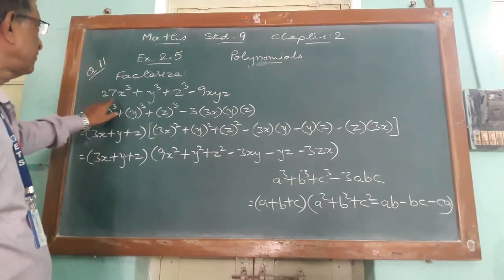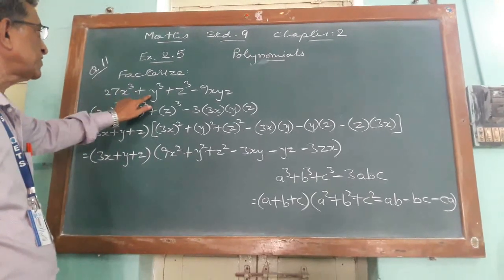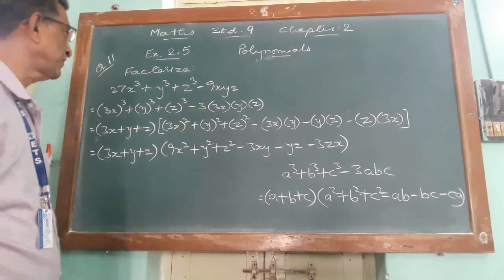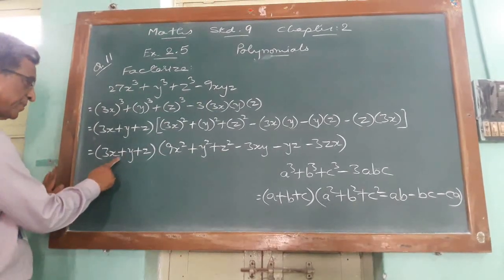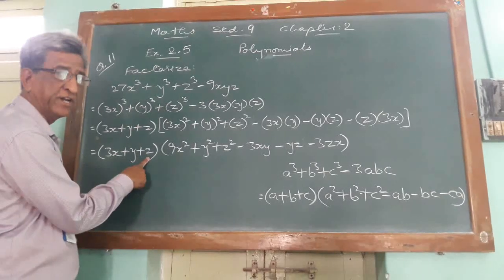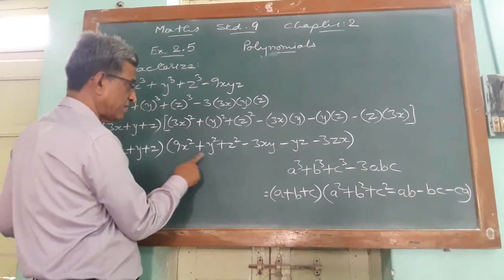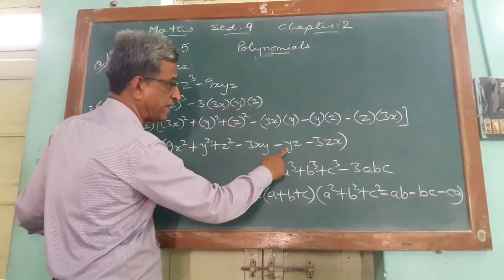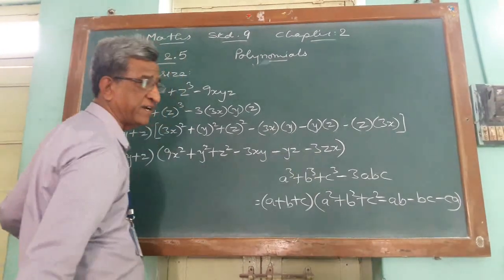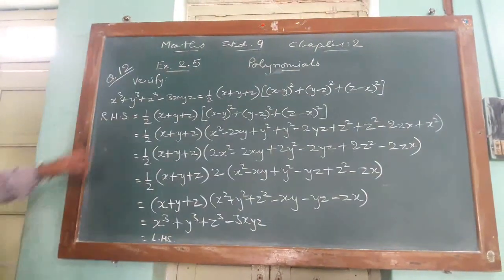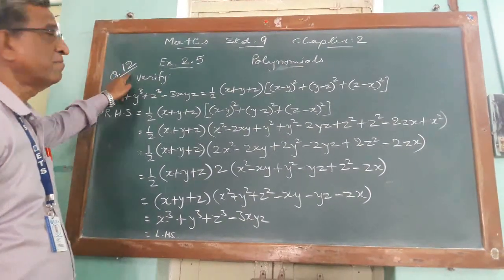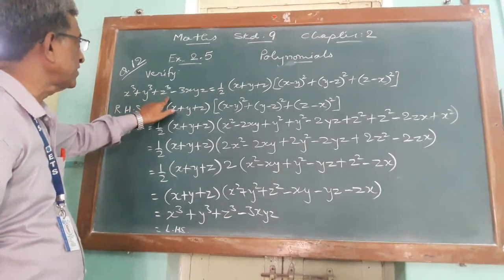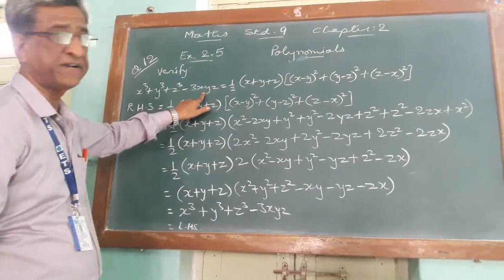So factors of 27x cube plus y cube plus z cube minus 9xyz is (3x plus y plus z) into another bracket (9x square plus y square plus z square minus 3xy minus yz minus 3zx). Answer. Verify. Question number 12. You have to verify that x cube plus y cube plus z cube minus 3xyz.